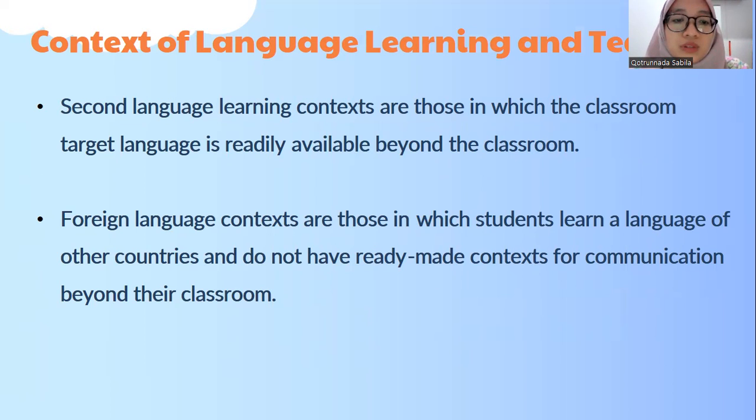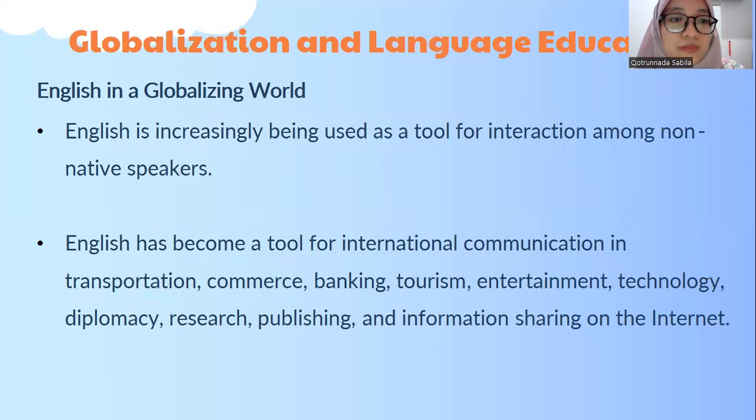The operational distinction between a second and a foreign language context is usually concerned with what is going on outside language classrooms. Second language learning contexts are those in which the target language is readily available beyond the classroom. Teaching English in the United States or Canada clearly falls into the ESL category. Foreign language contexts are those in which students learn a language of other countries and do not have a ready-made context for communication beyond their classroom. Teaching English in China, Iraq, or Russia is almost always a context of English as a foreign language.